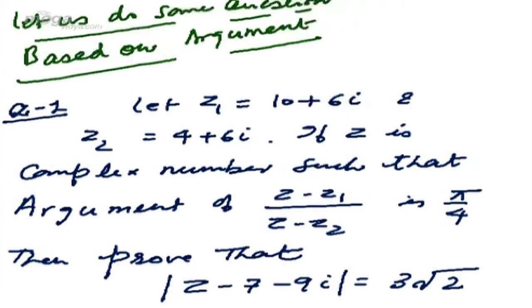Let us do some questions based on argument. Now we are given, let Z1 is equal to 10 plus 6i and Z2 is equal to 4 plus 6i. If Z is a complex number such that the argument of (Z minus Z1) upon (Z minus Z2) is pi by 4, then prove that mod of Z minus 7 minus 9i is equal to 3 root 2. Let us come to the solution.